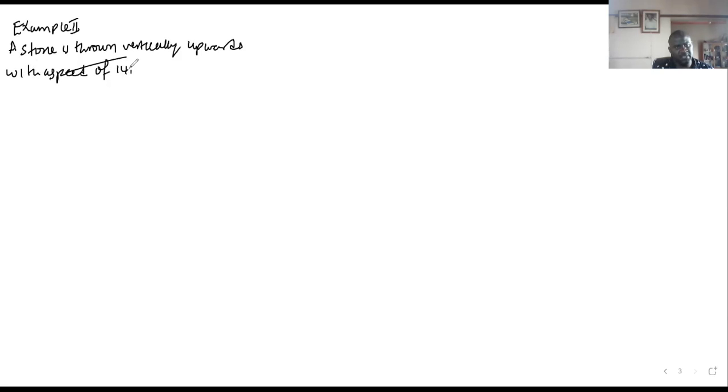Example 2. A stone is thrown vertically upwards with a speed of 14 meters per second from the top of a tower 20 meters high.